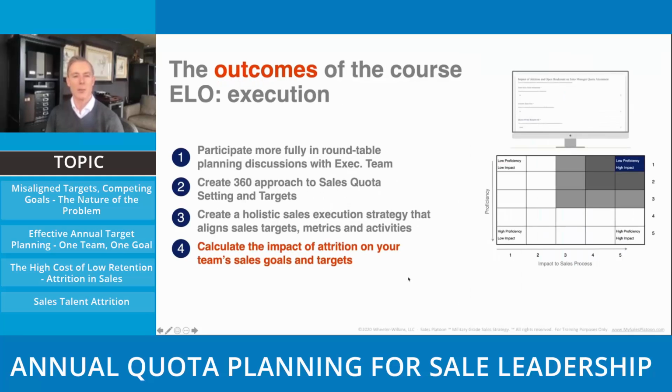The outcomes, what should you be able to do after doing this course? You should be able to participate more fully in those roundtable discussions with executive teams. Whether that's on your annual planning or in your quarterly business review or your monthly business review, you're going to have the nomenclature and vernacular to be able to do that. You're going to be able to create a 360 approach to your sales quota target and planning, so that you're not going to think in terms of just revenue production, but also all the tools that you're going to need in place to support that.